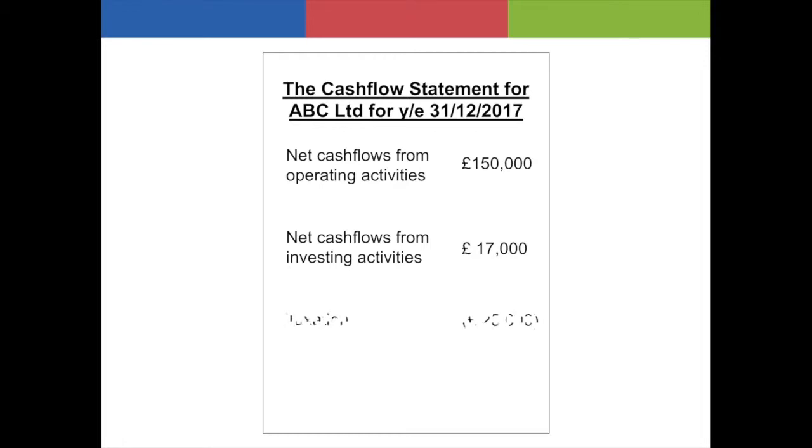The third section is the taxation. The taxation section shows the taxation amount paid during the year, otherwise identified as the tax that was owing at the end of the previous year. Capital expenditure. This section shows the cash flows relating to the purchases and sales of fixed assets. For example, this may be the purchase or sale of tangible fixed assets, or purchase or sale of investments.